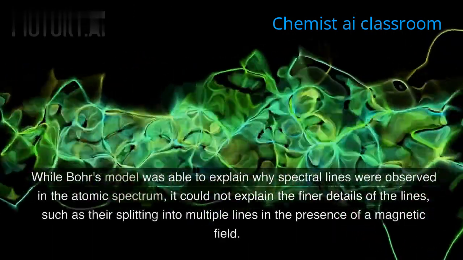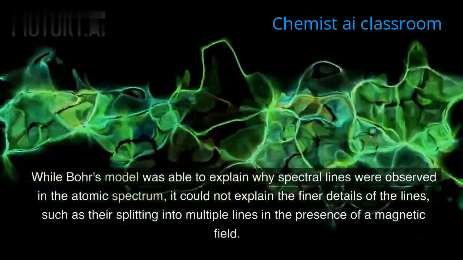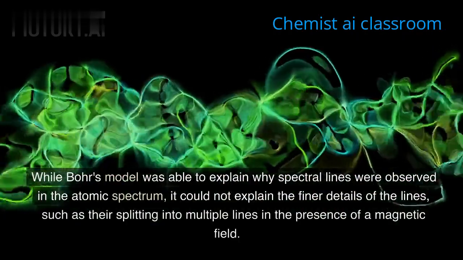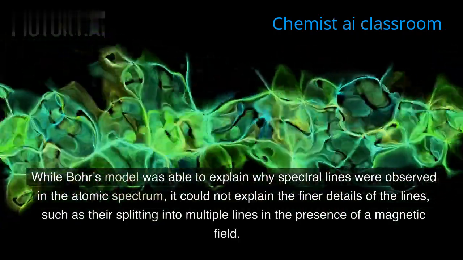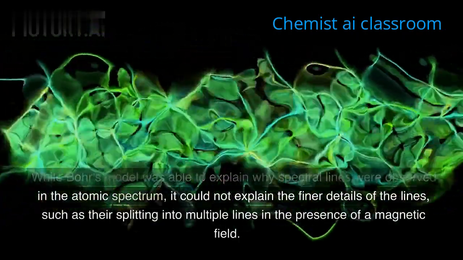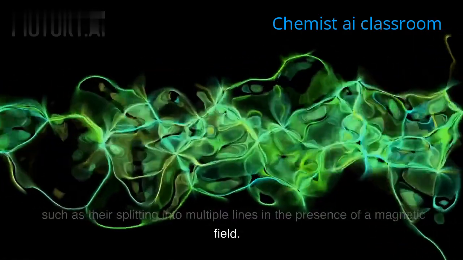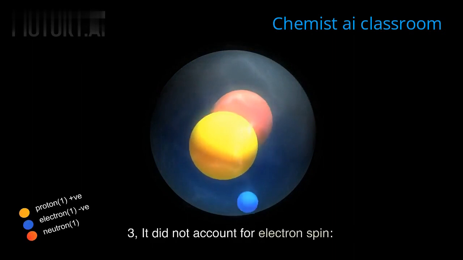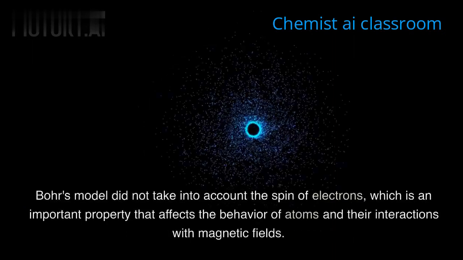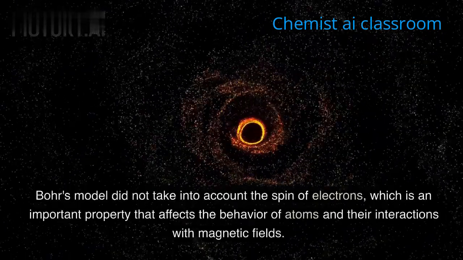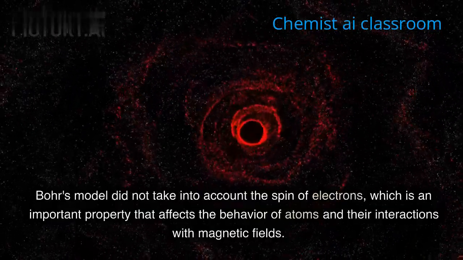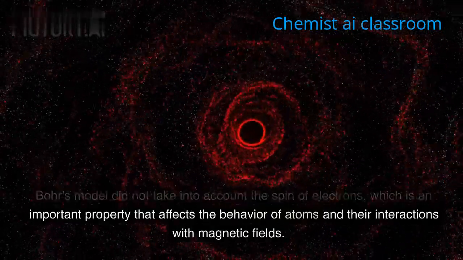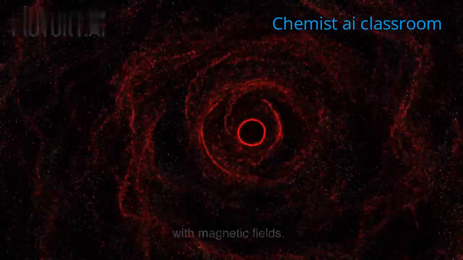2. It could not explain fine details of spectral lines. While Bohr's model was able to explain why spectral lines were observed in the atomic spectrum, it could not explain the finer details of the lines, such as their splitting into multiple lines in the presence of a magnetic field. 3. It did not account for electron spin. Bohr's model did not take into account the spin of electrons, which is an important property that affects the behavior of atoms and their interactions with magnetic fields.